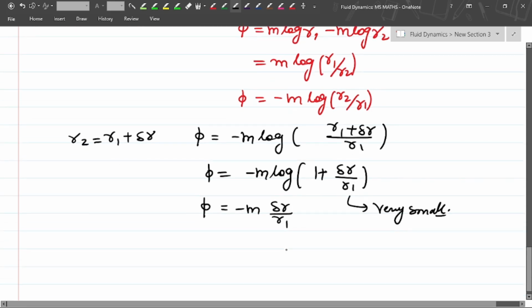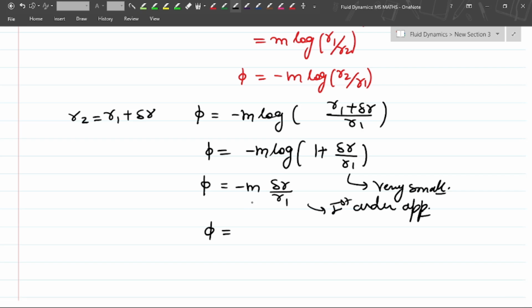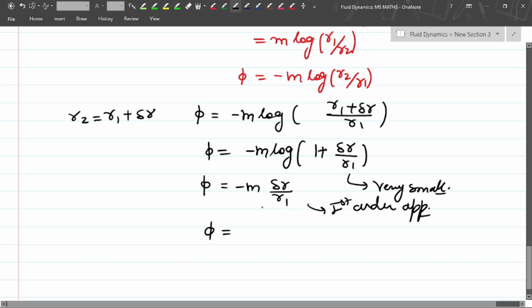Now, this is basically the first order approximation. This is by the Taylor series, like f of x plus h. This is the first order approximation we can write. Now phi is equal to minus m delta r. Now we can find what delta r and r1 are.